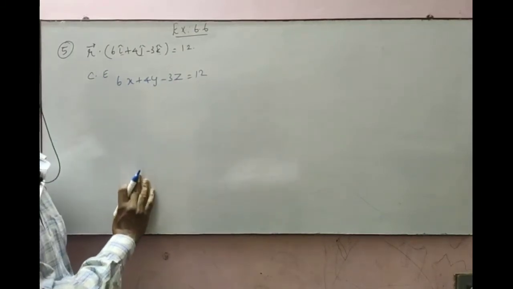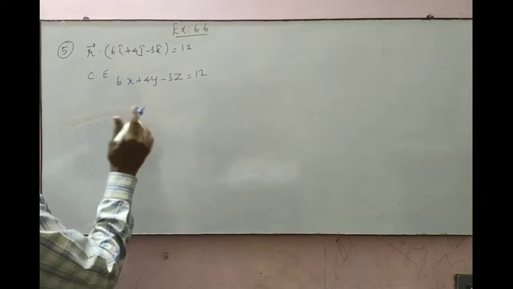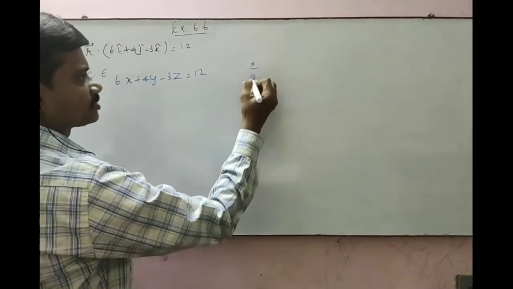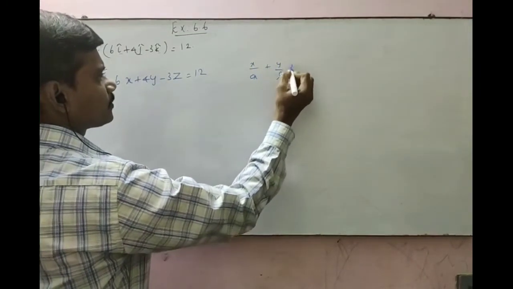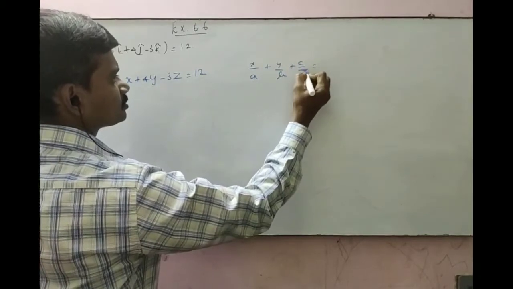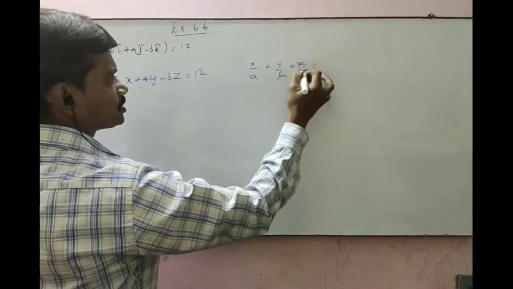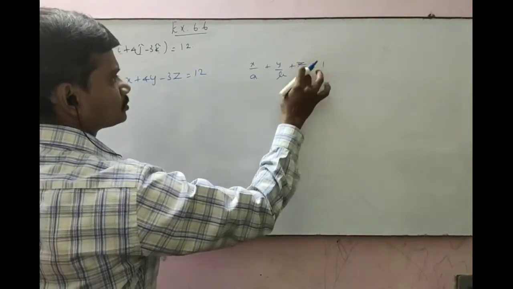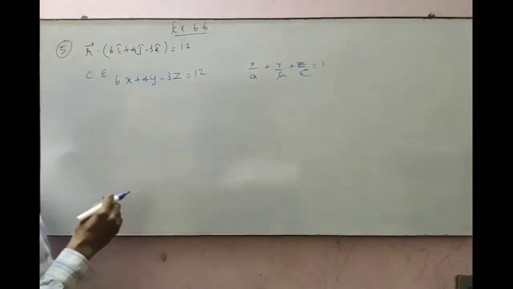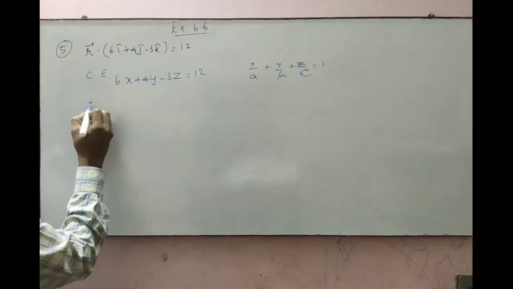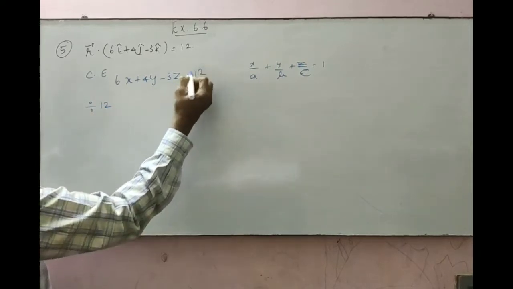I am going to find the intercepts. So I am going to write this in the form of x by a plus y by b plus z by c equal to 1. We have to bring it into this form. How will you get this? Just by dividing by the constant. Here on the right side what is there? 12.